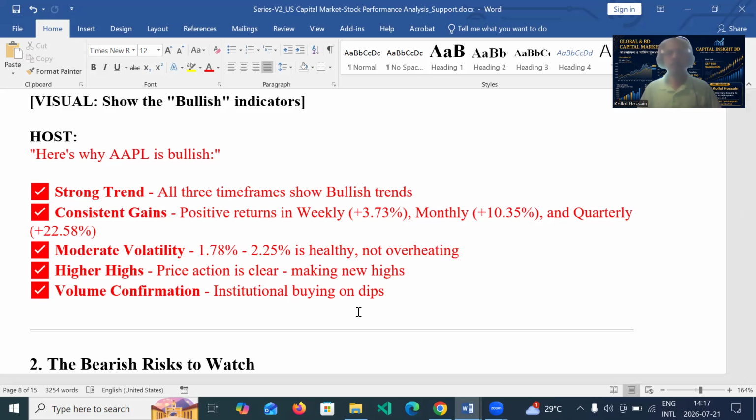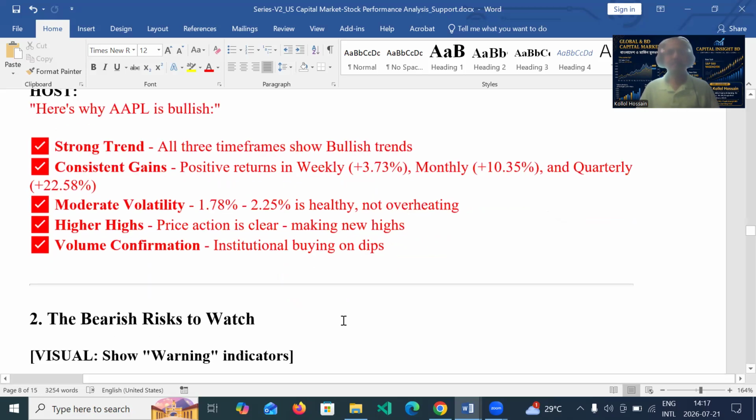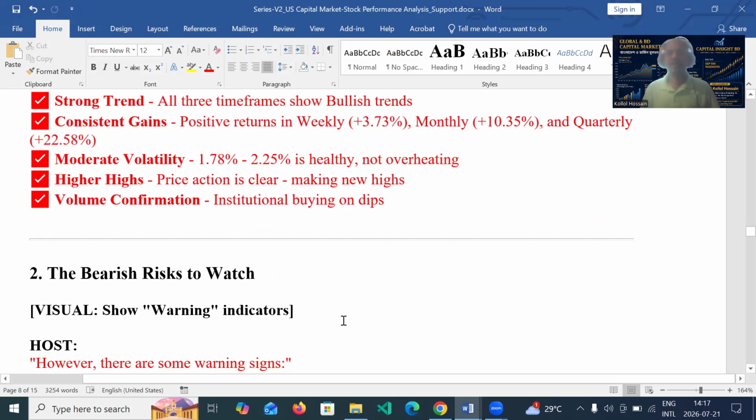Moderate volatility from 1.78% to 2.25% range is healthy, not overheating. Higher highs, price action is clear, making new highs. Volume confirmation, institutional buying on dips.